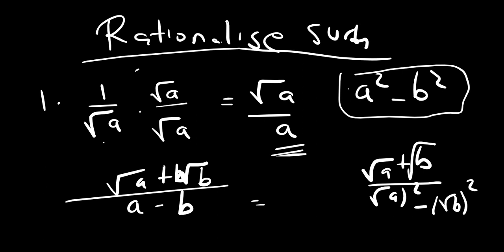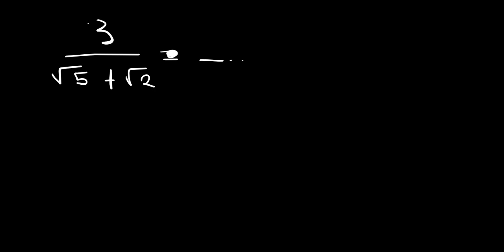Now let's look at some examples that you can solve here. Let's say you have 3 divided by root 5 plus root 2. So now how do you solve this one? It's the same issue. You have to multiply by its conjugate. So what are you going to do? You multiply this by its conjugate, and the conjugate in this case will be root 5 minus root 2.